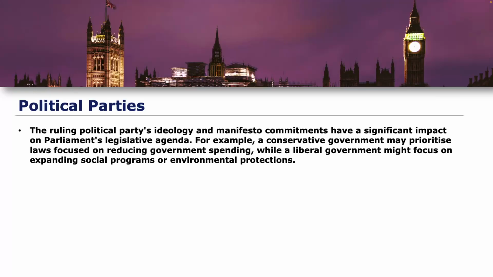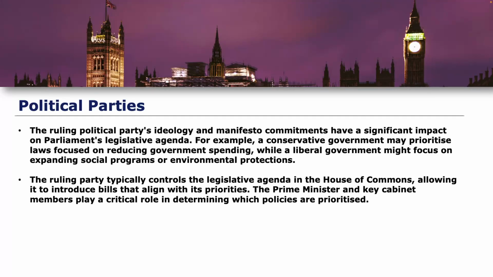The ruling party's ideology, so the party that forms government, for example, and the manifesto commitments that they have when it came to their winning of an election, have a significant impact on the legislative agenda of Parliament. So when a Conservative government is in power, which is not the case at the moment, but it has been for a very long time previously, then they may prioritise laws which may be focused on government spending reduction, while a Liberal government, such as the Labour Party, or if the Liberal Democrats ever get into power, they might focus on expanding social programmes or environmental protections.